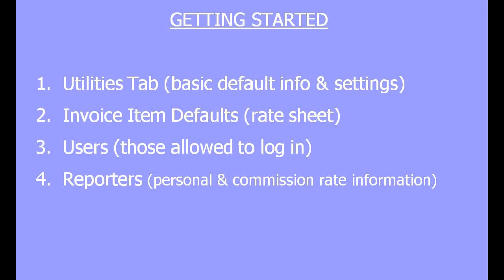Alright, so those are the first 4 things you need to do to get started. Your Utilities tab again covers your basic default information and agency settings. Number 2 is invoice item defaults, which is a fancy way of saying it's your rate sheet. Users are those allowed to log in, so you'll give them a username, password, and specify which rights they'll have. And then reporters, go ahead and enter your personal and commission rate information there.